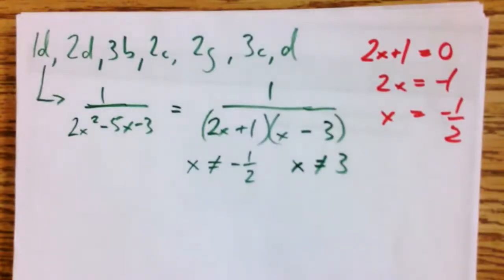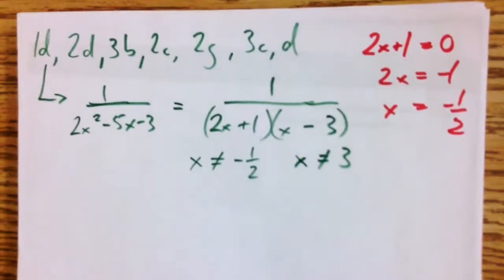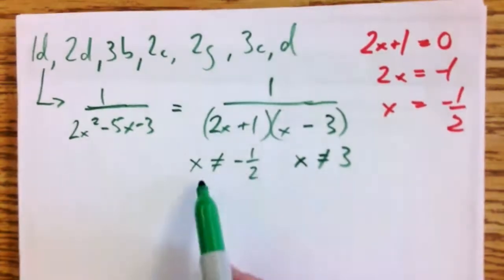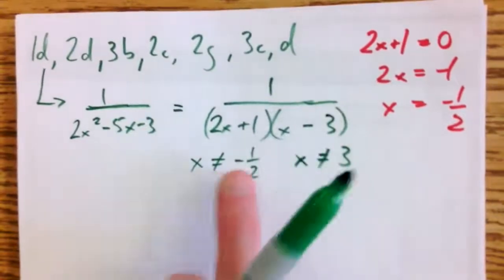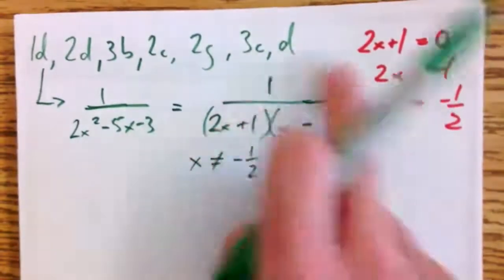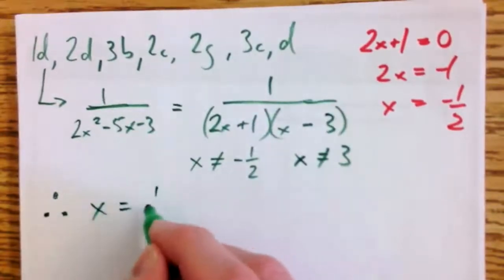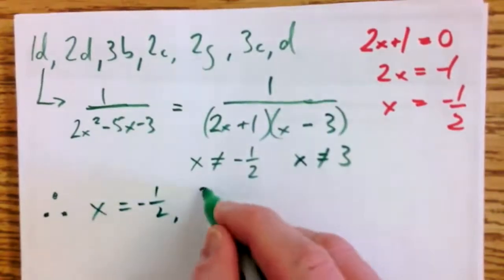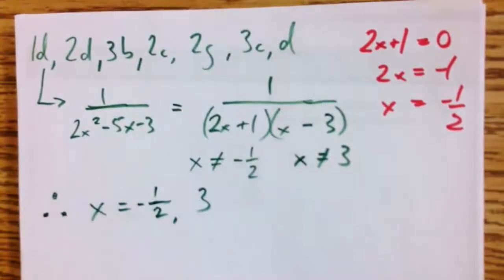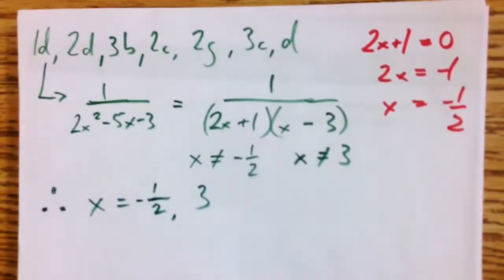The actual question says values of x for which that function will have vertical asymptotes. So I'm saying it cannot equal negative a half, cannot equal 3 for this, but the answer is literally x equals negative 1/2 and 3, because those are the equations for the asymptotes. Really long way around. I feel like I said way too much for that. Is that okay? Does anybody have questions for that?